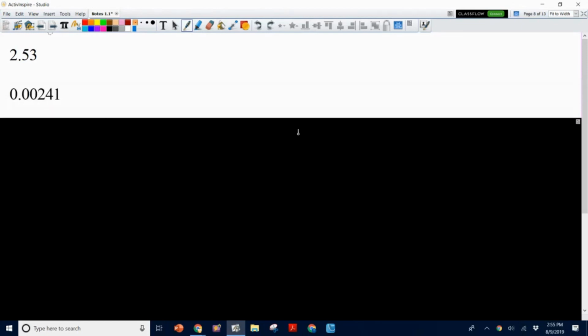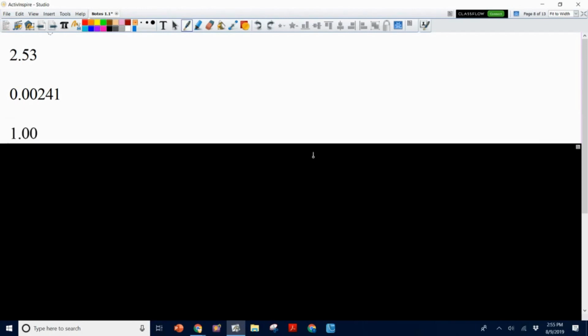Okay, how about 0.00241? So go ahead and after each one of these, pause so that you can check back with the rules, and then you can start the video again and see if you got the answer correctly. So the answer there is 3 significant digits. The 3 zeros in the beginning are leading zeros, so you would not count those as significant.